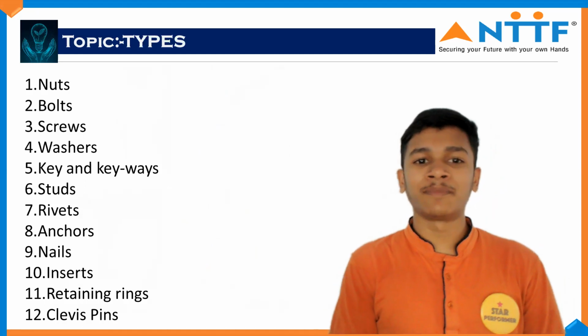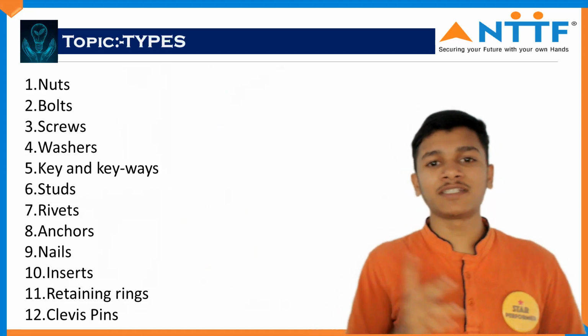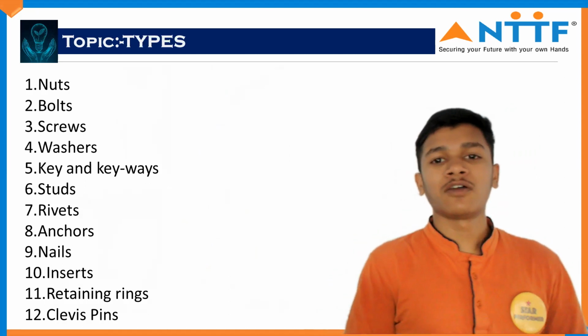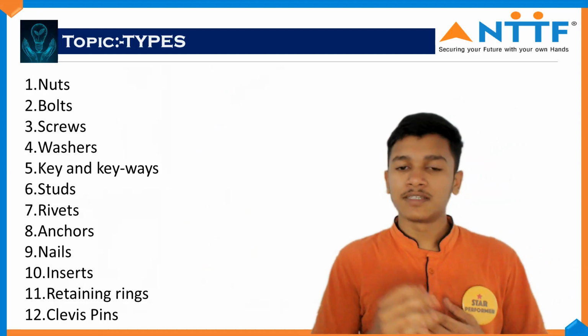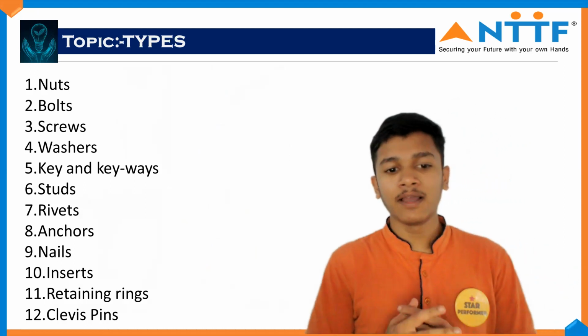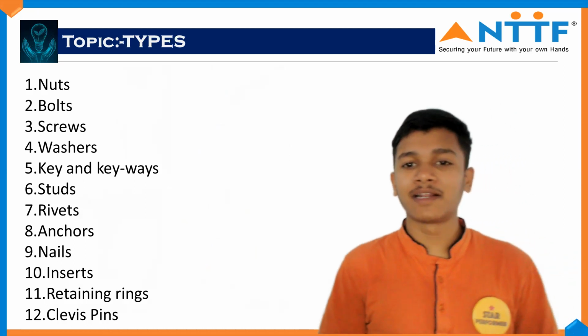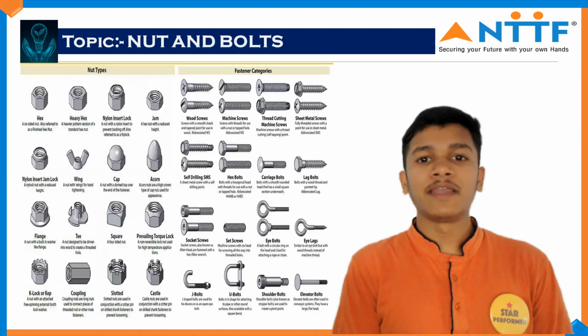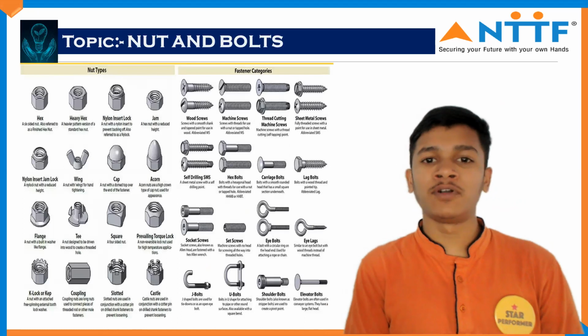Now we will discuss some types of fastenings. First, there are nut, bolt, screws, washers, key and keyways, stud, rivets, anchor, nail, inserts, retaining rings, and clevises. In this image, we can see a nut and bolt diagram.